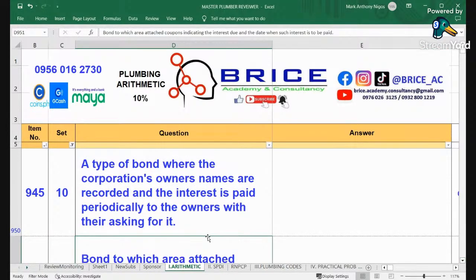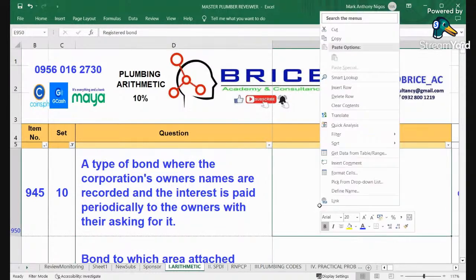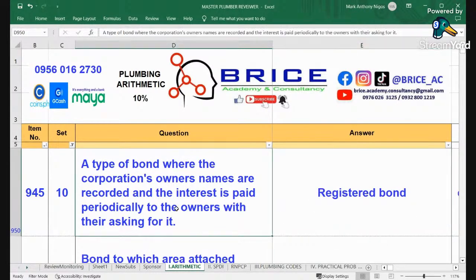945. A type of bond where the corporation owners' names are recorded and the interest is paid periodically to the owners without their asking for it. The answer is registered bond.